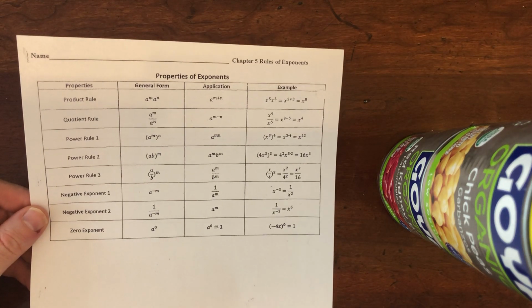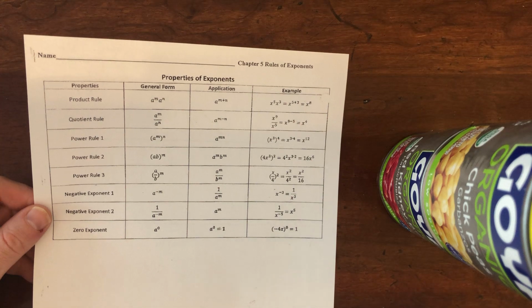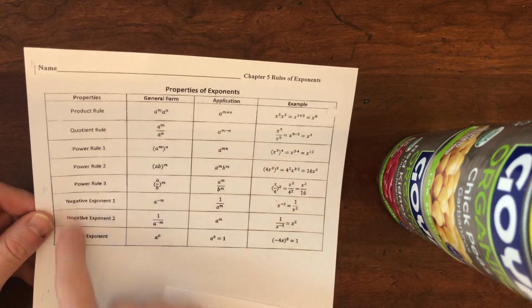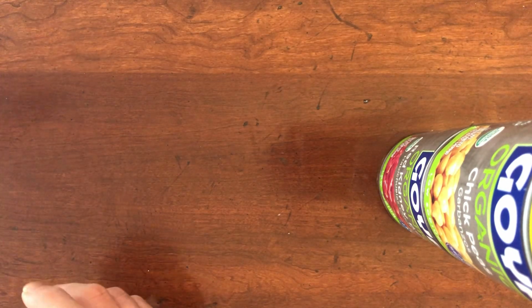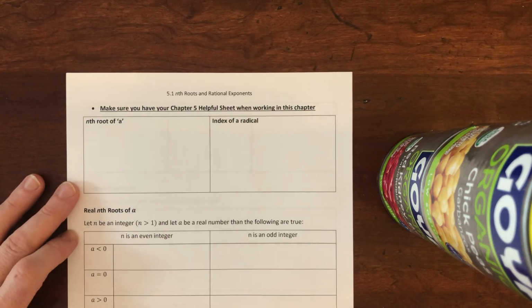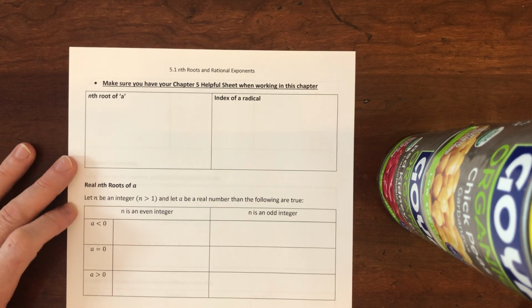On the back is some properties of exponents that we'll get into later in this chapter, but it's good to have it now. You won't need to remember the exact rule, like the name of it. You just will need to know how to actually use it. So now on to Chapter 5. Just a reminder, make sure you have that sheet out when you're going through. It's a nice little helpful sheet.